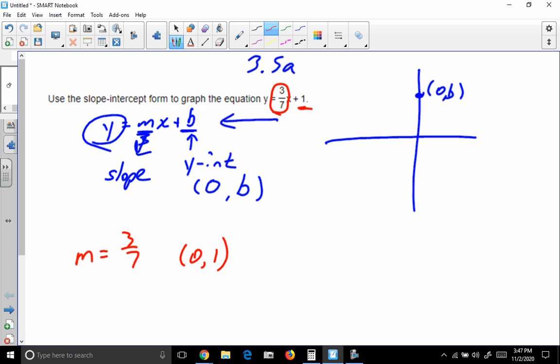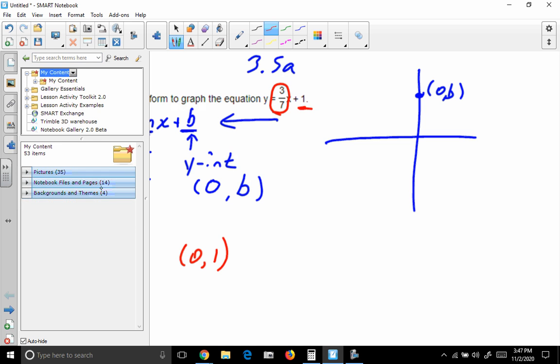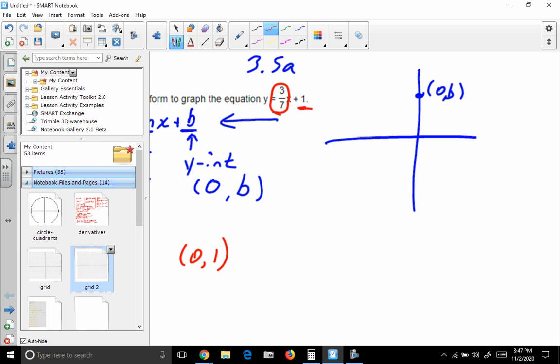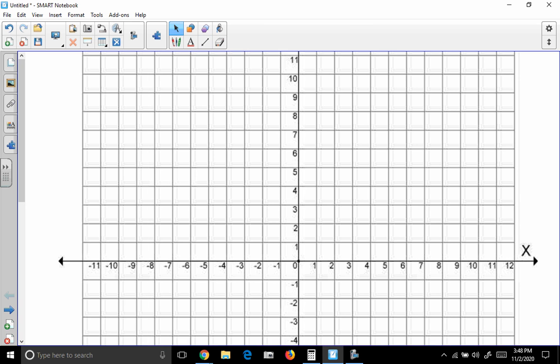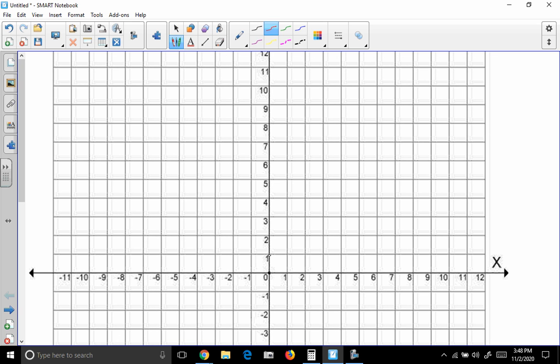So let's pull up some graph paper and see if we can get a graph from here. So our y-intercept, we said, is 0, 1. Slope is 3/7. Remember what slope is, it's rise over run. So from an existing point, from any point that we already know, we would rise 3 and run 7.